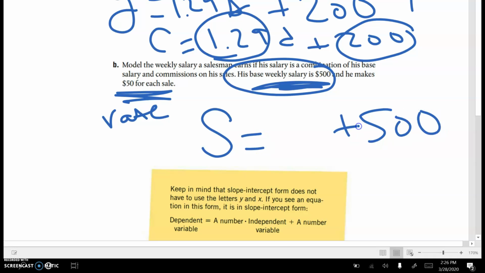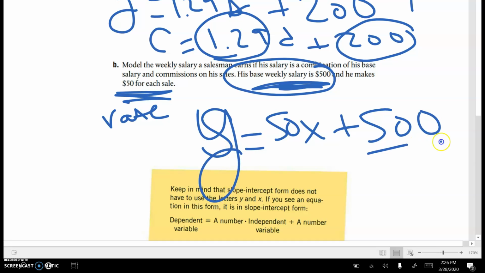$500 is their one-time deal, and then they get $50 for every sale. I could use x. Okay, and if you want to use y here instead, y = mx + b, that's fine. But notice, this is your starting amount, one-time deal. This is your ongoing rate.